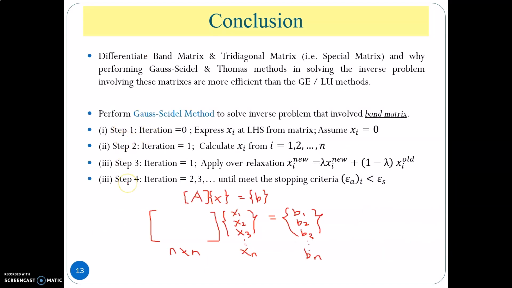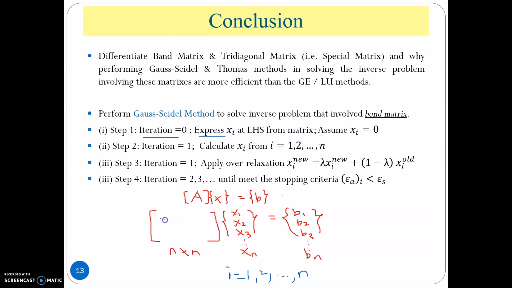In general, these are the steps that you use to perform the Gauss Seidel method in order to solve the inverse problem. In this case, you have AX equal to B and you are going to find what is the unknown X. And the dimension for A matrix is n times n in general, and X matrix is x1 to xn, and your B matrix is from B1 to Bn. In the first step, the iteration is 0, means that before the iteration starts, you need to express the xi at left hand side. So your i from here is equal to 1, 2, 3 until n.